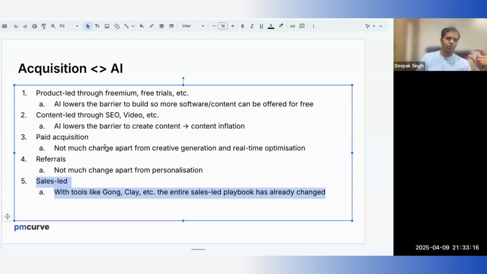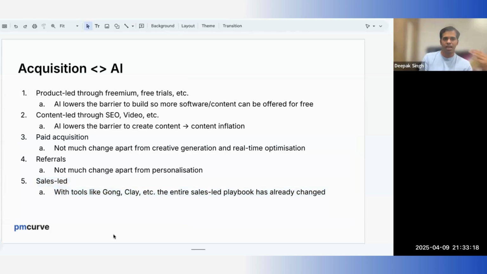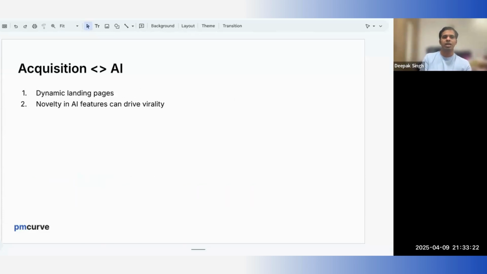So the idea is what you'll realize after all this is, in a sense, AI is affecting everything through acquisition, right? And what's more important is with AI, you can actually build a lot of dynamic landing pages now, which was not possible, I would say, 3 years back. You could still do it, but the cost of building them was very high. With AI, it's actually possible. You can build dynamic landing pages even with something like a Replit or Lovable, right?